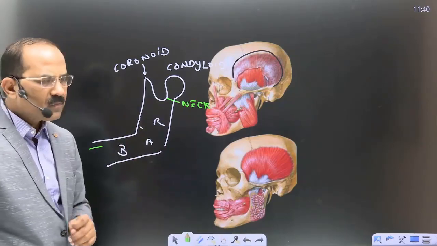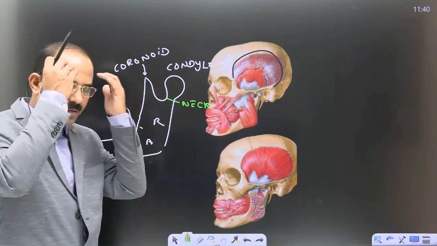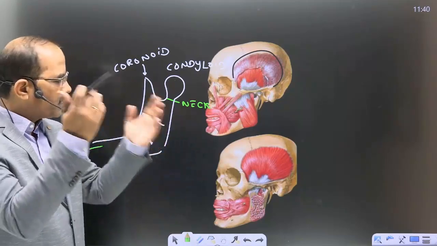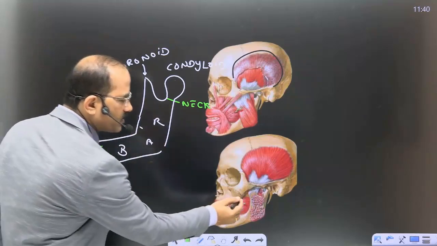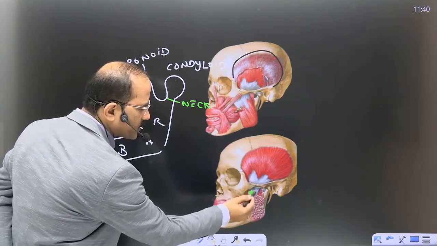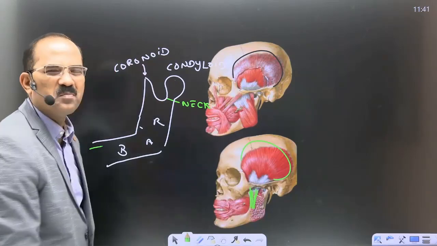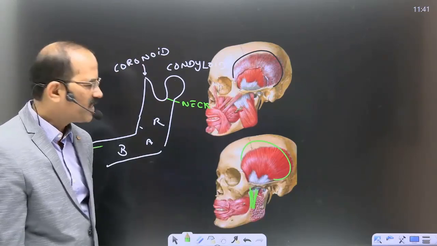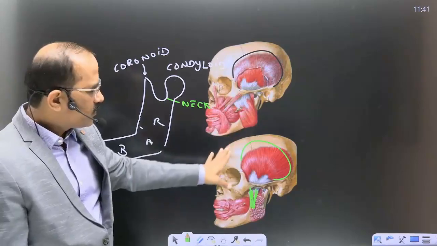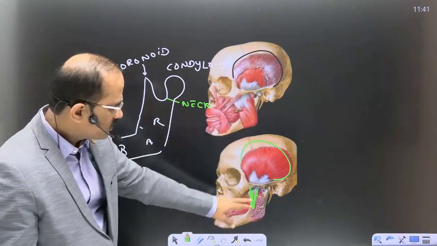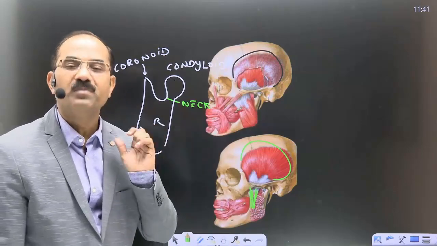Correct? So, a muscle which begins from the temporal fossa, a muscle which comes down and gets inserted on the coronoid process and the ramus of the mandible here. What is this big muscle? Temporalis. That's the temporalis, right? So, origin of temporalis from the temporal fossa, insertion is into the coronoid process and the ramus of the mandible.